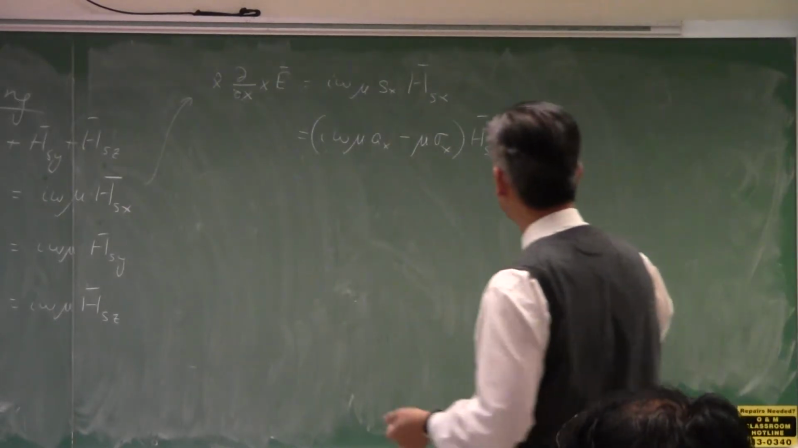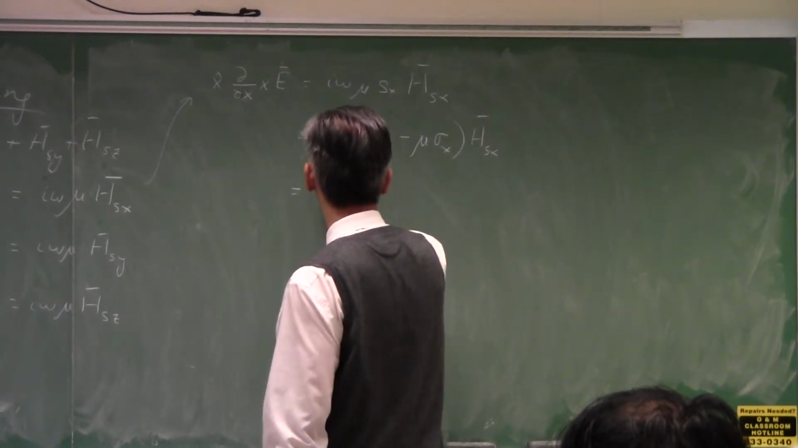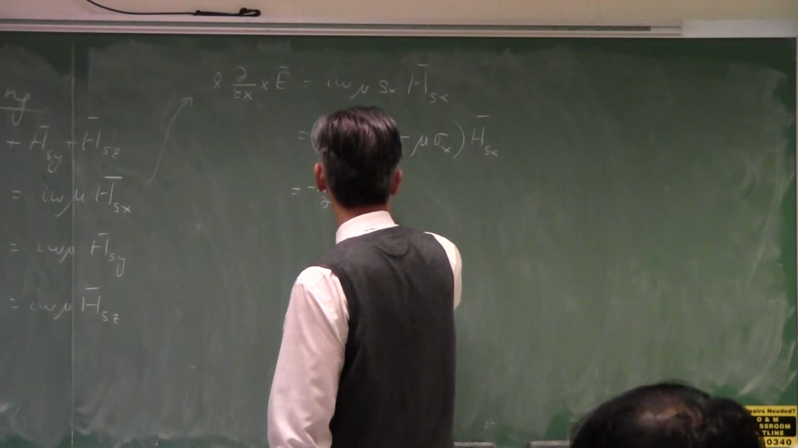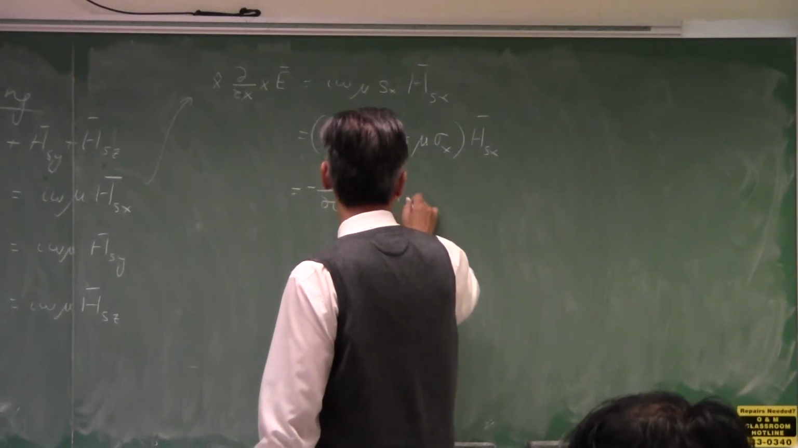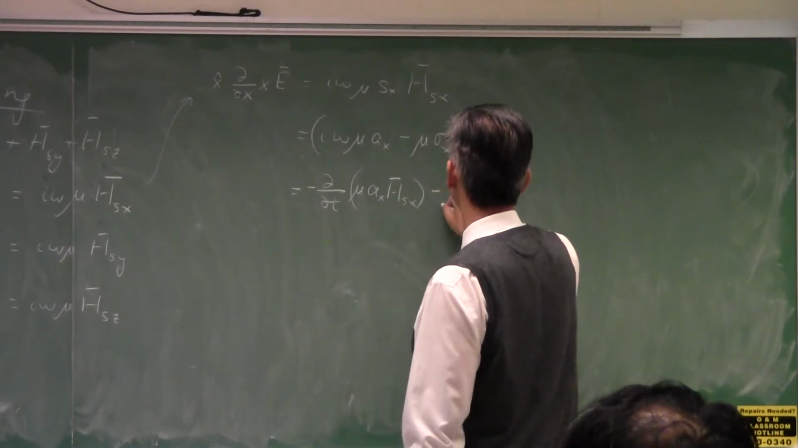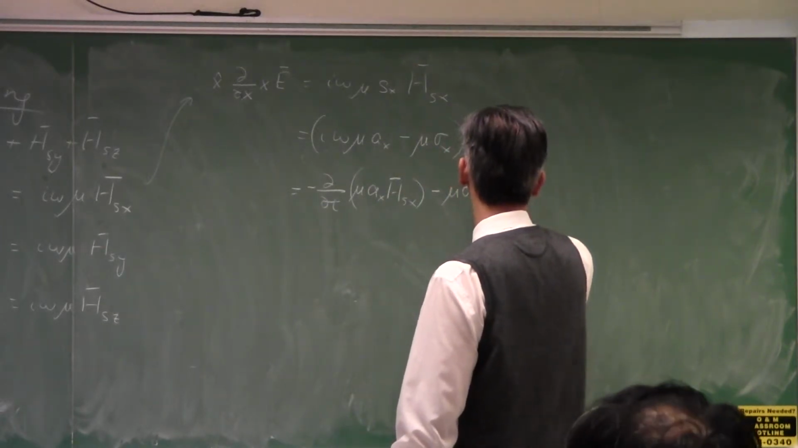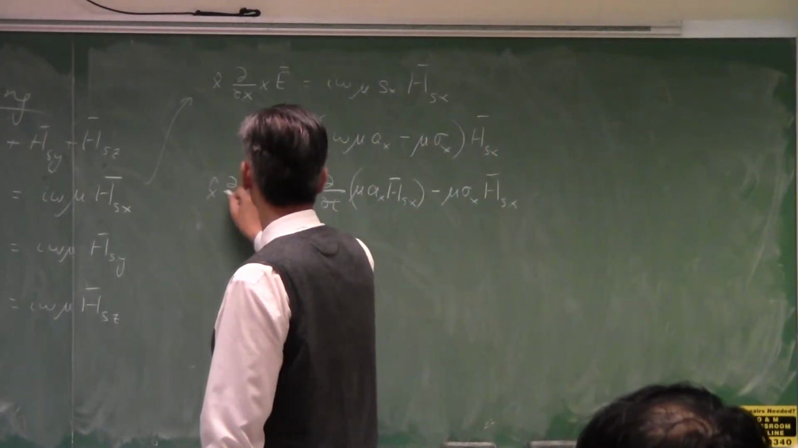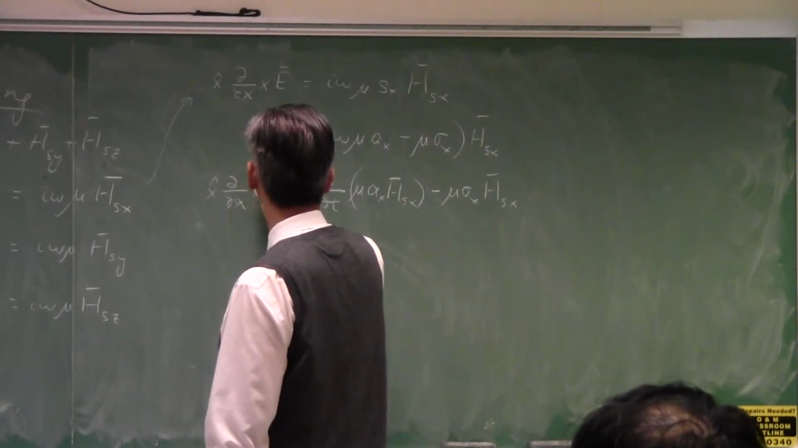Then I can bring this back to the time domain. This just means partial t, mu Ax Hxx minus mu sigma x Hxx. So I have a time domain equation that looks something like this.